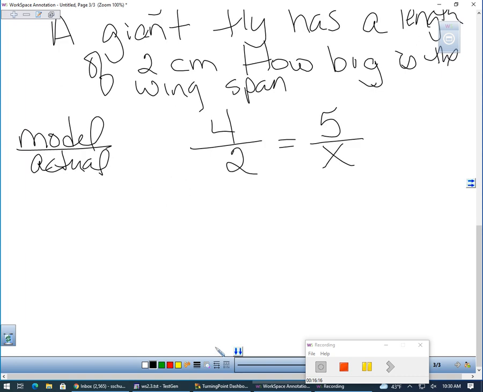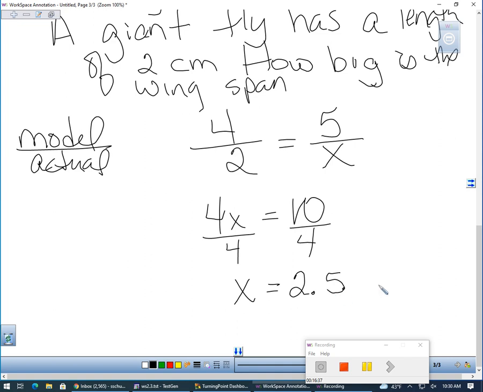How are we going to solve it? Go ahead, Isaac. 4x equals 10. We cross-multiplied, right? Then we would go ahead and divide both sides by 4. 2.5. Yes, that's all right.